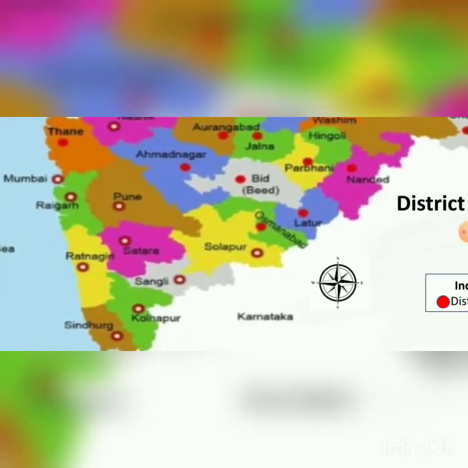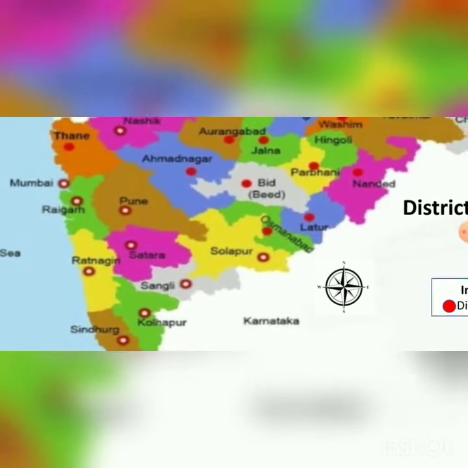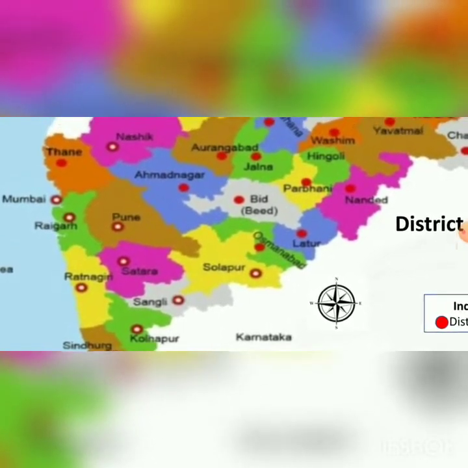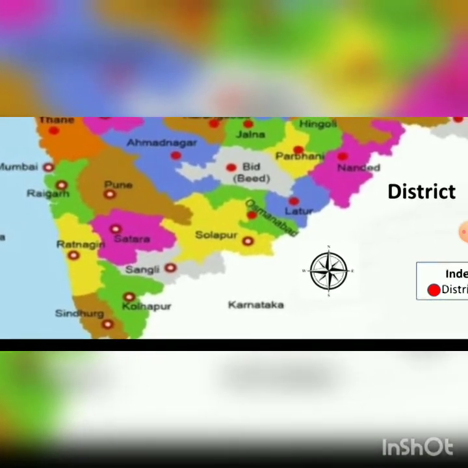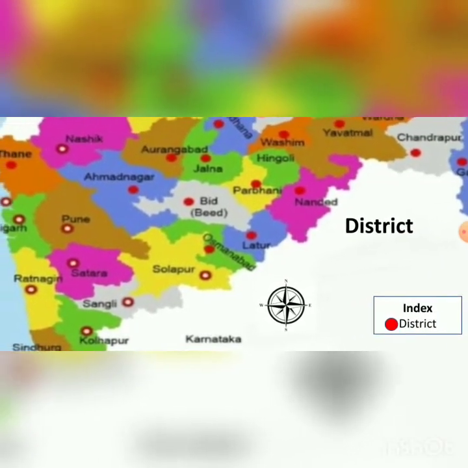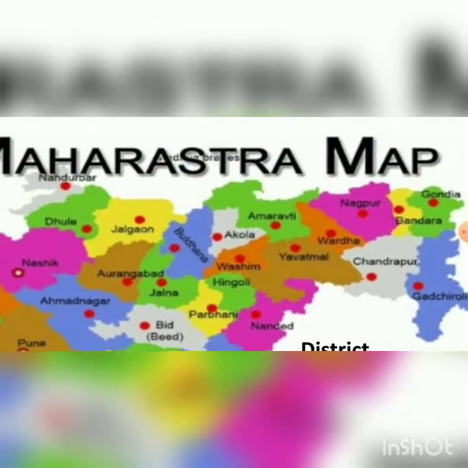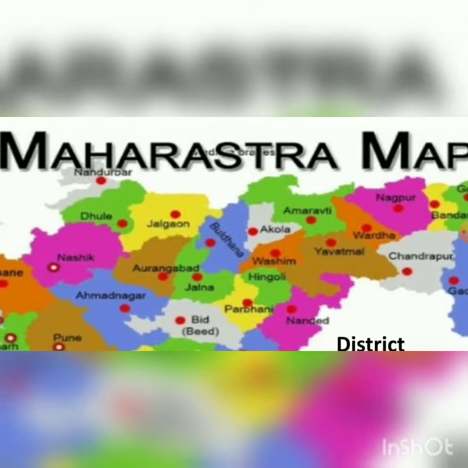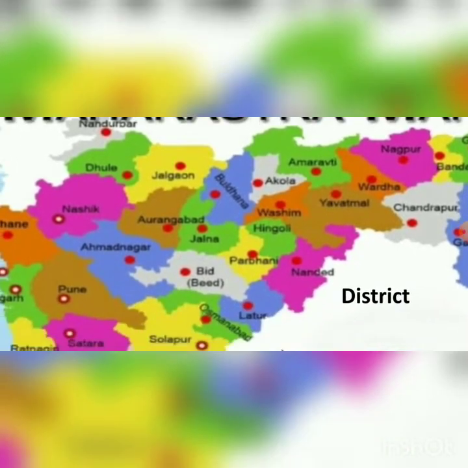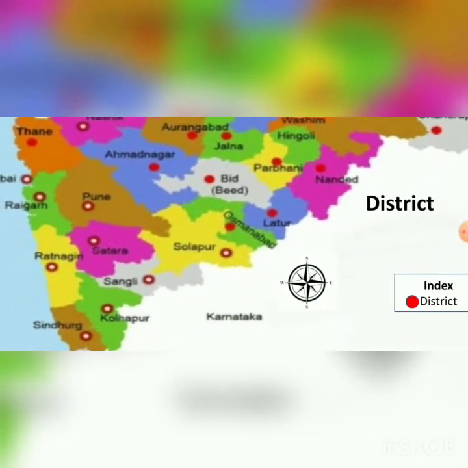Now, as we come to the south of Maharashtra, you have Karnataka as the neighboring state, right? To the west of Maharashtra, you are having the Arabian Sea. Then, as you go towards the north of Maharashtra, you are having Dhule, Jalgaon, Amravati. All right. So, like that, we can study the map of Maharashtra with the help of the index. Now, let us go to the next map.